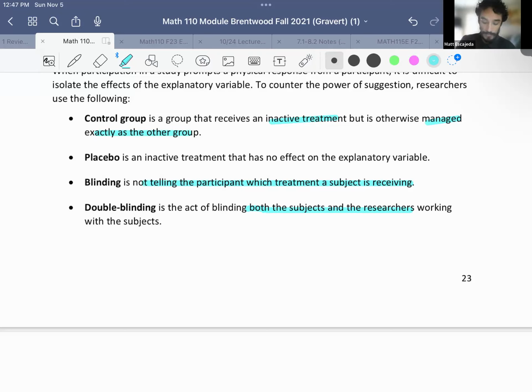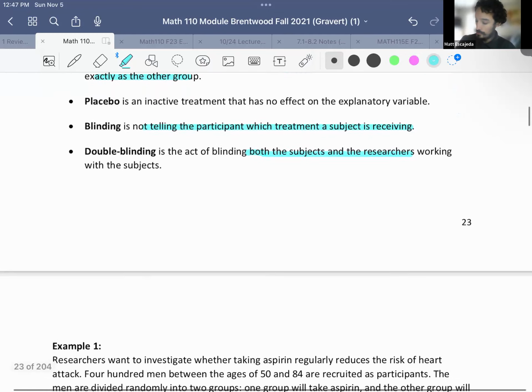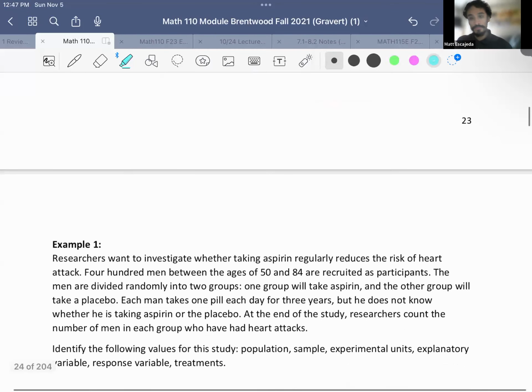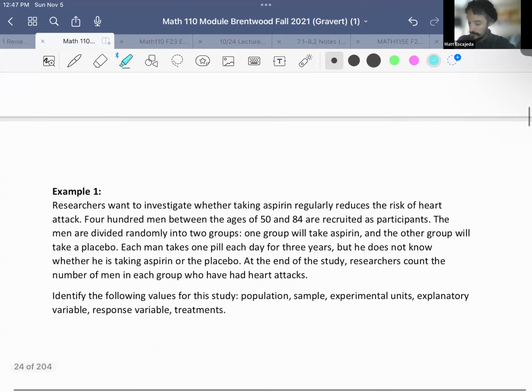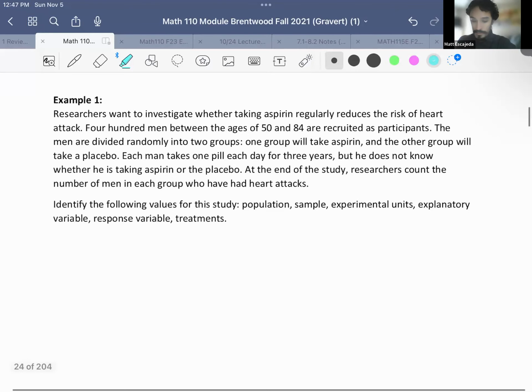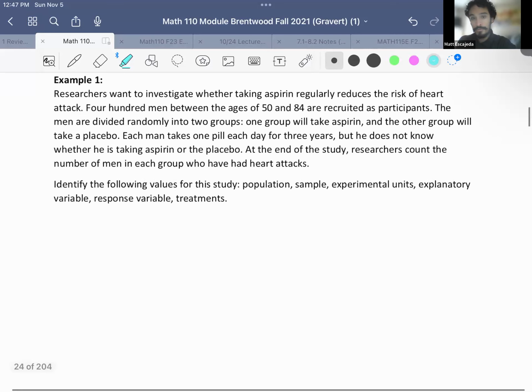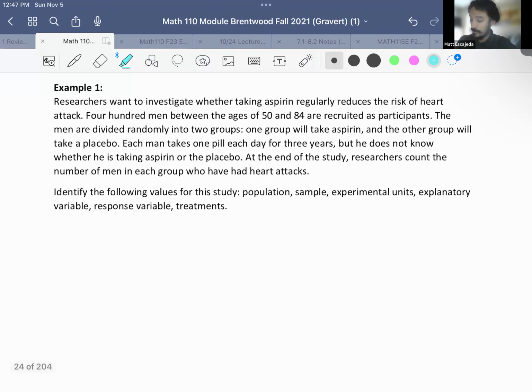Okay, so let's move on to an example and put these new vocabularies to use. Example one is a long paragraph. I'll read through it, but you can also read it in your head if you want. Researchers want to investigate whether taking aspirin regularly reduces the risk of heart attack. 400 men between the ages of 50 and 84 are recruited as participants.